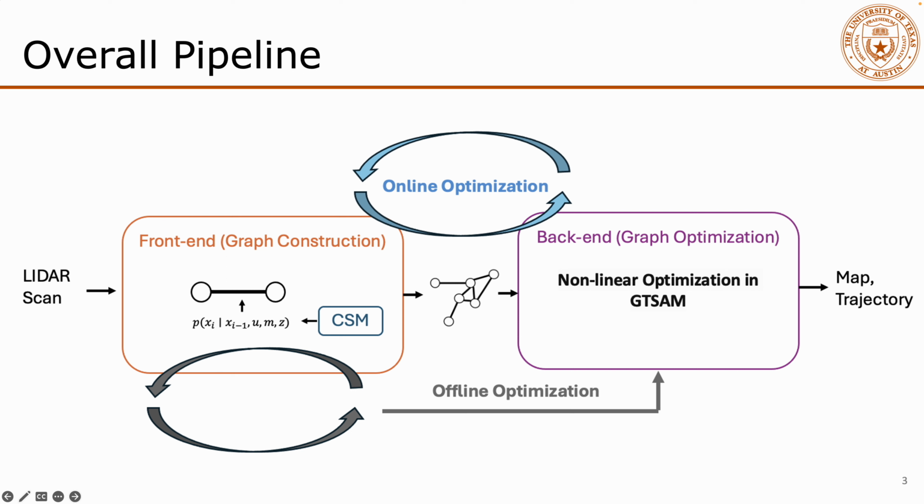So for the pipeline, we have a front end and a back end. In the front end, we associate both successive and non-successive nodes and use a scan match algorithm to get the observation constraint in order to build the pose graph. For the backend, we use GTSAM to solve this nonlinear optimization problem. And we have both online and offline optimization. In online optimization, the graph is optimized every iteration. For offline optimization, the graph is optimized after the graph is built.